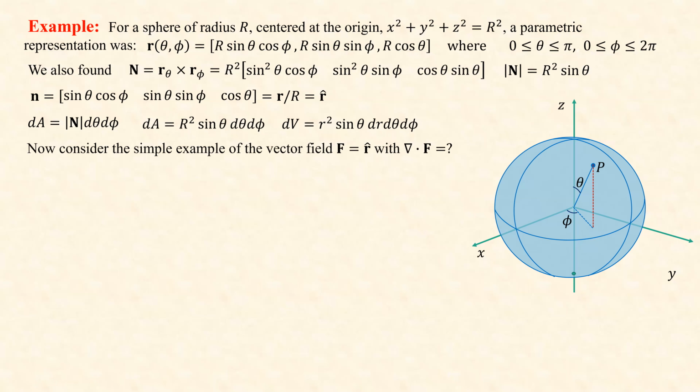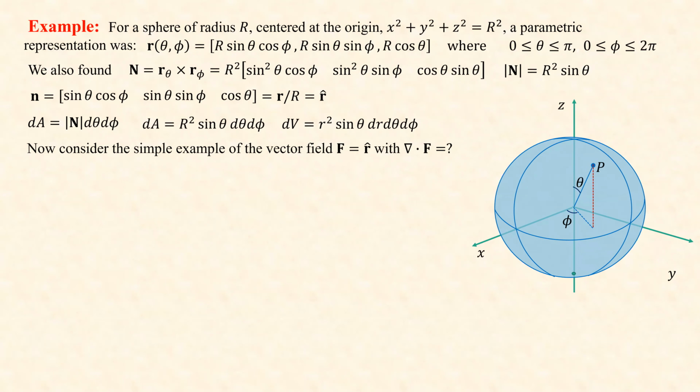Now consider the simple example of the vector field F equals r hat. So imagine at any point we assign a vector to the point which is equal to r hat, meaning the unit vector in the direction of r, which is from the center to that point. If F is r hat, what is the divergence of F? Can you tell me? Of course, you have to do some calculations to get that. But how do we find the divergence of F?